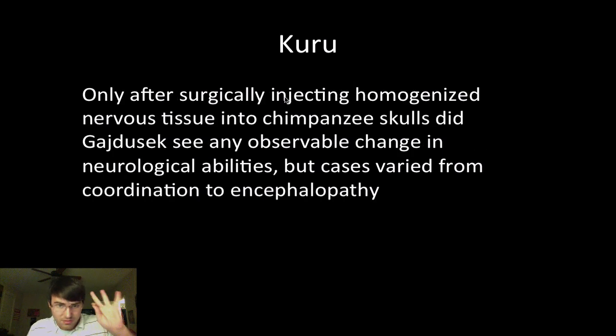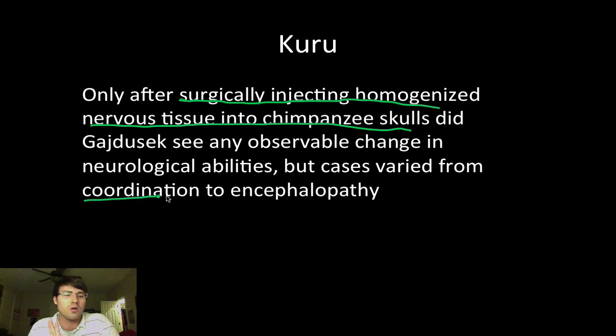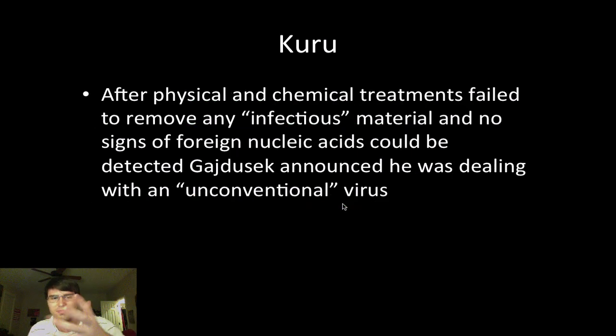So only after, and this is kind of disturbing, the extent that he had to go through, surgically injecting homogenized nervous tissue into chimpanzee skulls, did Gajdusek see any observable change in terms of neurological abilities. But the thing is, cases varied from coordination problems to full-blown encephalopathy. So again, that's always going to be harmful regardless of whether there are infectious agents or not.